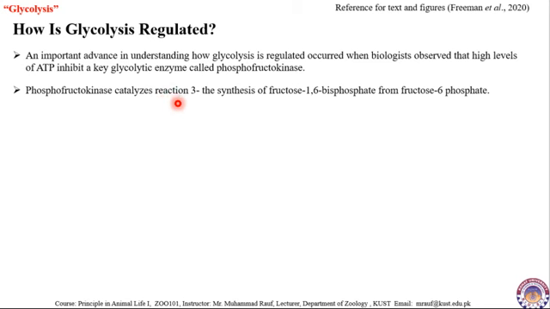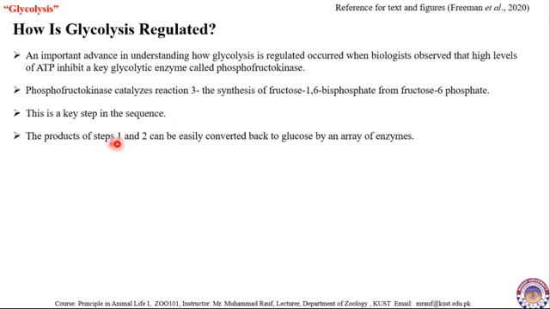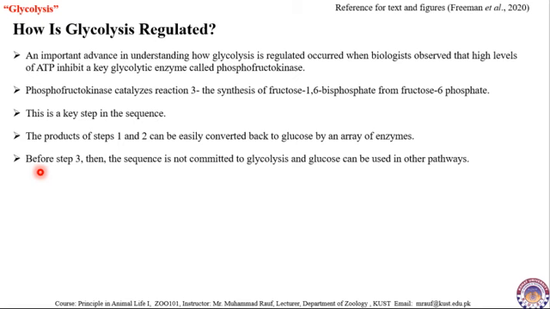Phosphofructokinase catalyzes reaction 3, the synthesis of fructose 1,6-bisphosphate from fructose 6-phosphate. This is a key step in the sequence. The product of step 1 and step 2 can be easily converted back to glucose by an array of enzymes before step 3. Then the sequence is not committed to glycolysis. So the product of step 1 and step 2, they can be converted back into glucose. But once the process crosses its third step, then it is committed to reach its end.